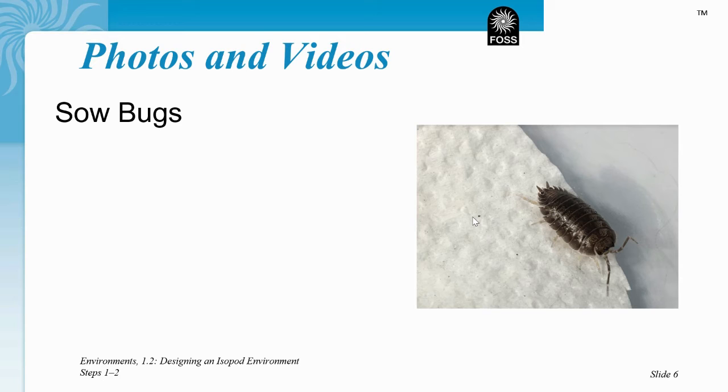Okay, so how are sow bugs similar to the mealworm and darkling beetle? Well, like the mealworm larva and pill bug, it has antennae and it has short legs. It has a dark color like the pill bug and darkling beetle.